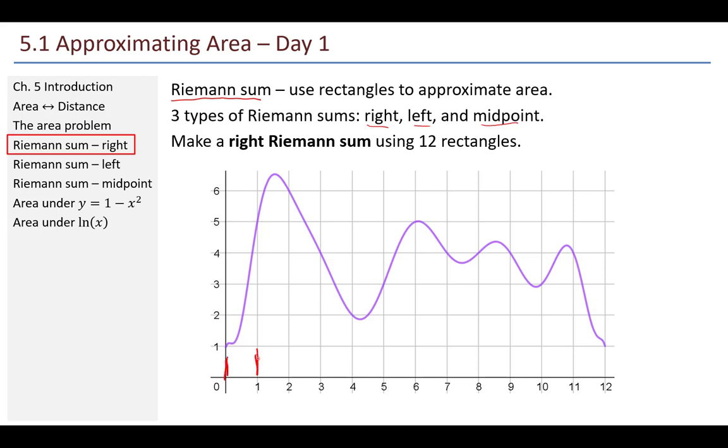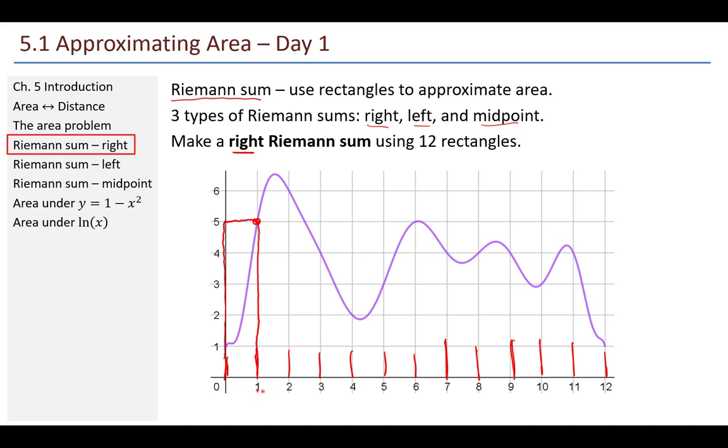So I'll take my x range from 0 to 12, and I'll split it into 12 equal width parts. These are going to make 12 tall, skinny rectangles. And now I need to decide how tall do I make each rectangle. And here's where the right comes in. For every rectangle base, I look at the right endpoint, and I follow it up until it hits the curve. And that makes the height of the rectangle.